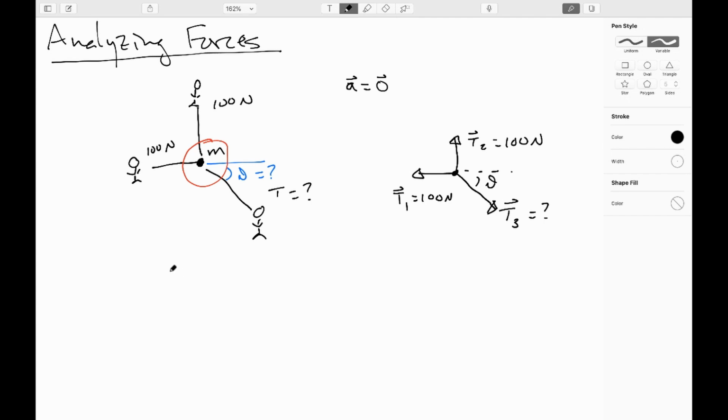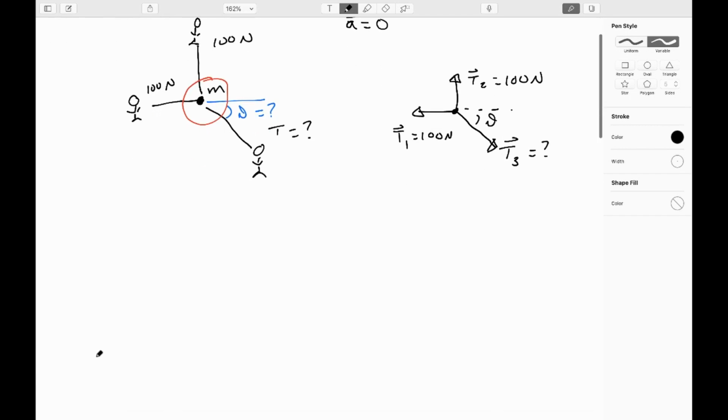But what we can do is start writing down Newton's second law of motion for this. So a would equal F net over m. Usually we'll end up writing F net equals ma here.